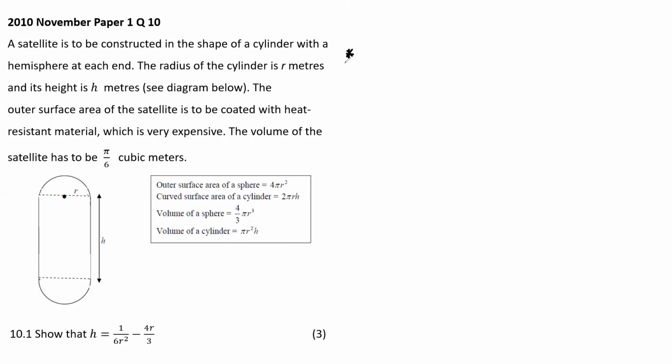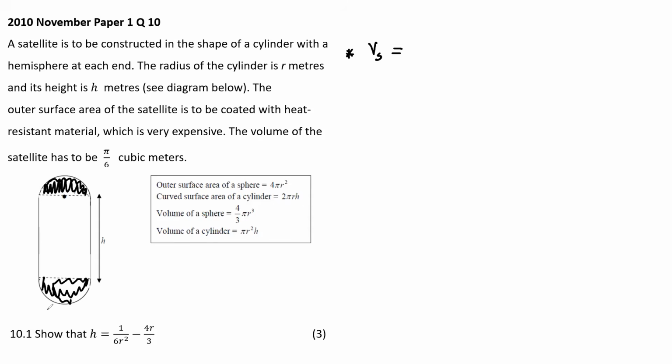The information that I have is the volume of the satellite, which is pi over 6. But the satellite is made of 2 shapes. It's made of this shape, which is a hemisphere, and this other hemisphere, and then the cylinder part. So I've got 2 things going on here. I've got 2 hemispheres and 1 cylinder that makes the satellite.